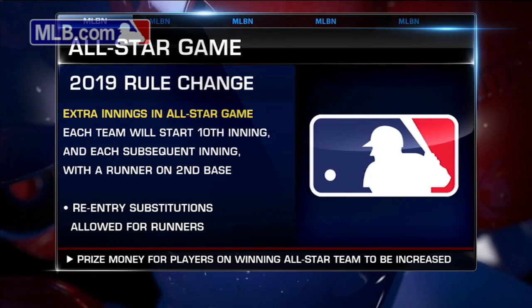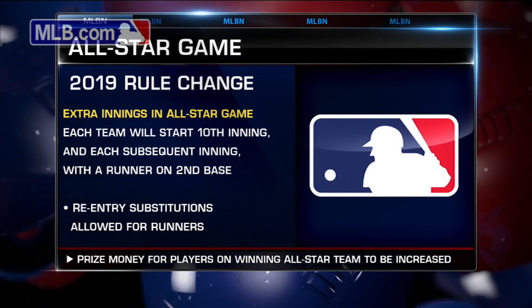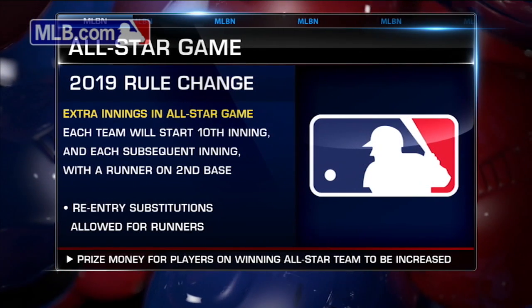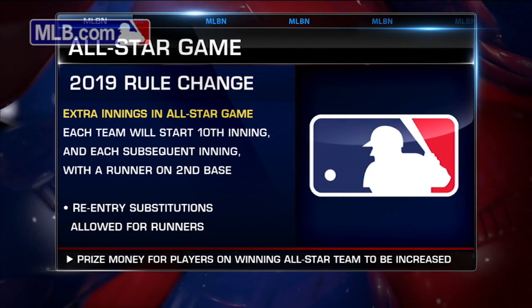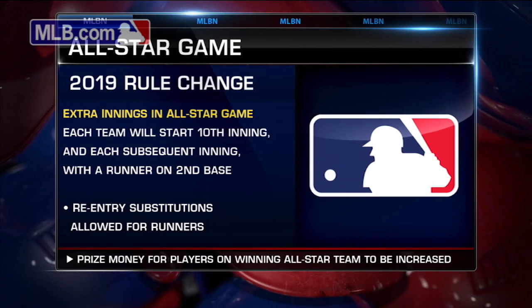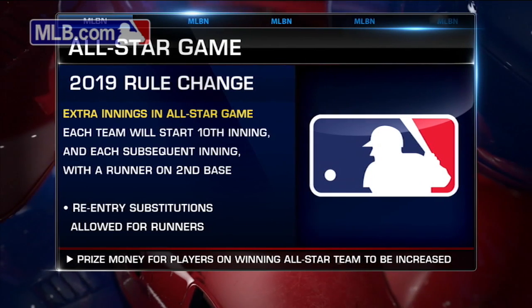Here's an extra innings rule in 2019. Each team is going to start in the 10th inning, and then each subsequent inning, there's going to be a runner on second base. And so there's going to be re-entry substitutions allowed for the runners.